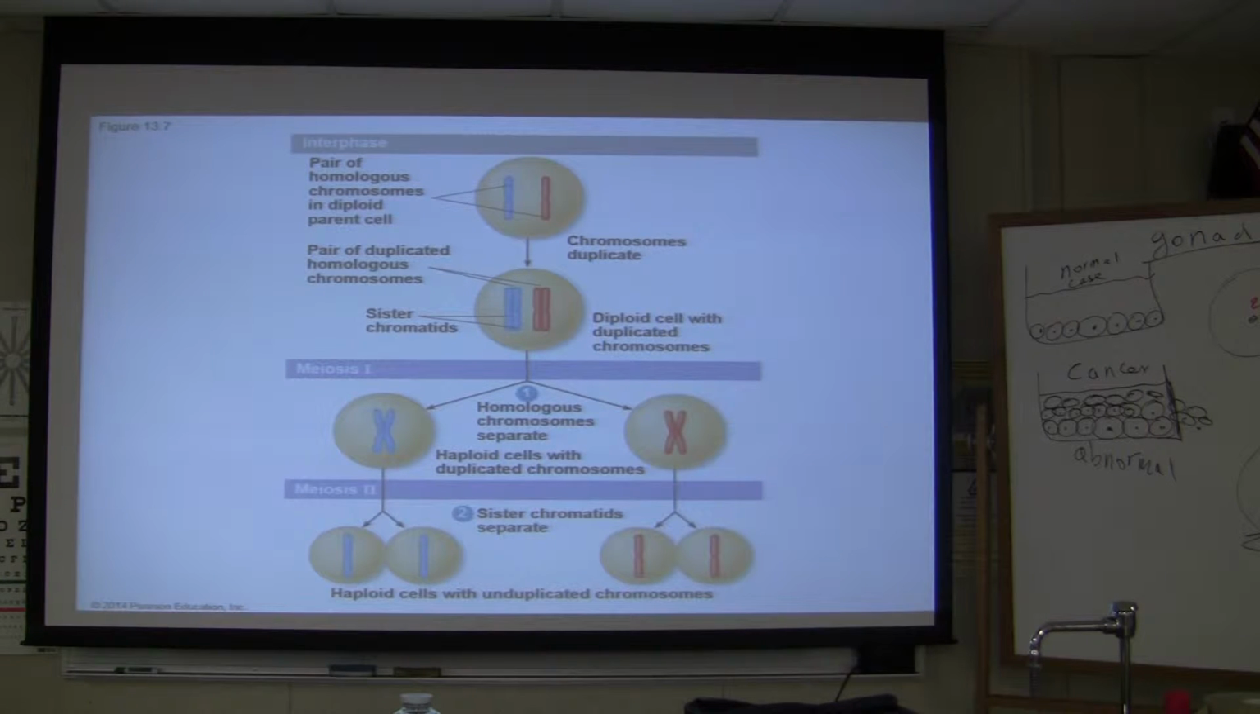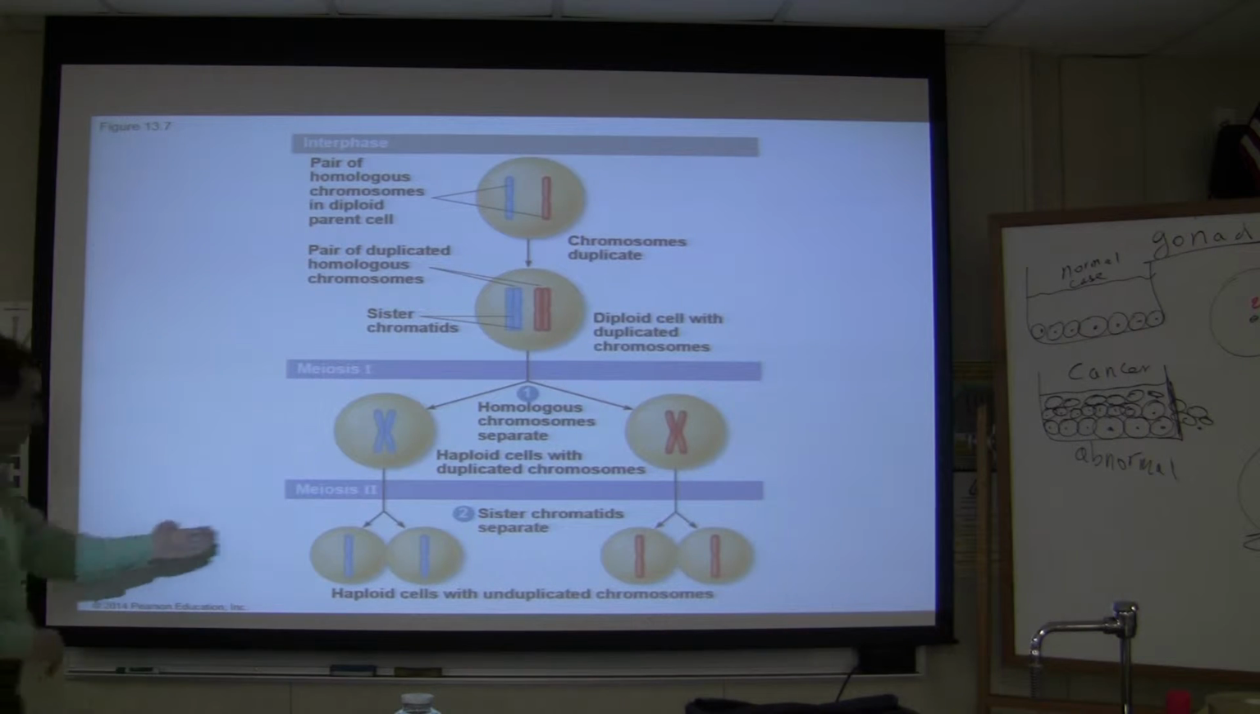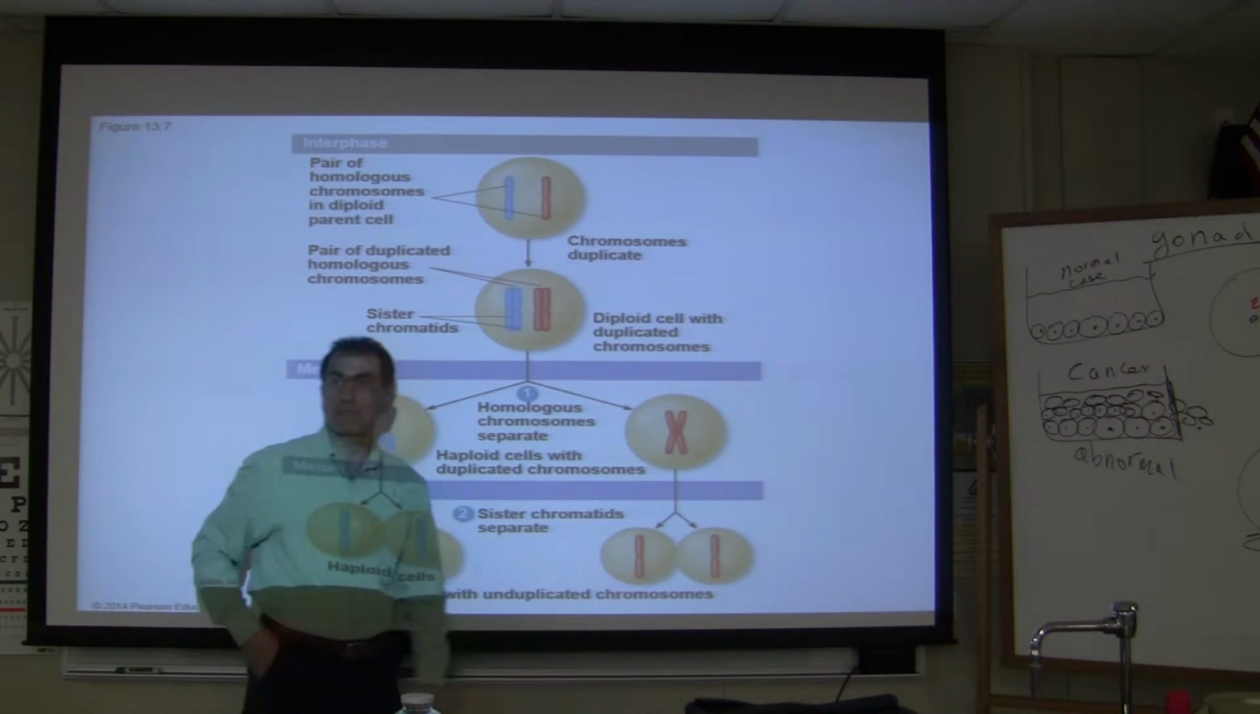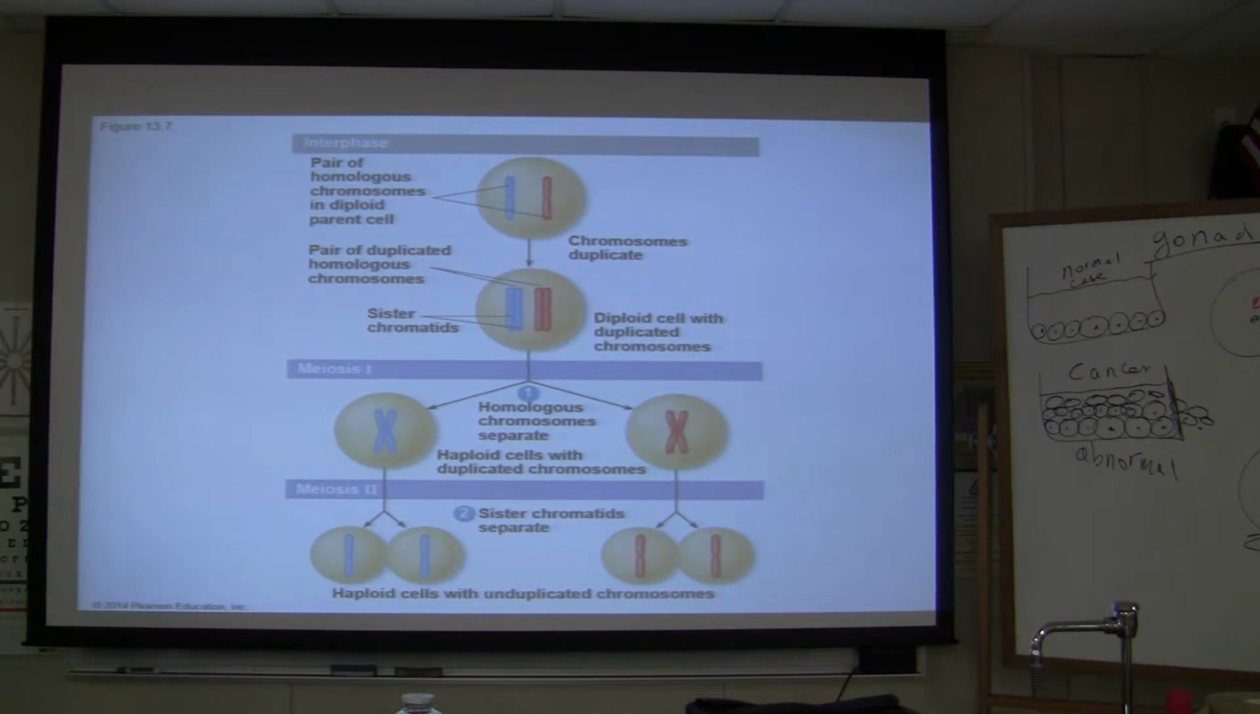But in mitosis, at the end, when it's all over, how many cells did you have? 2. You have 2 cells. So in meiosis, at the end, you have 4 cells. I hope I'm making some sense.